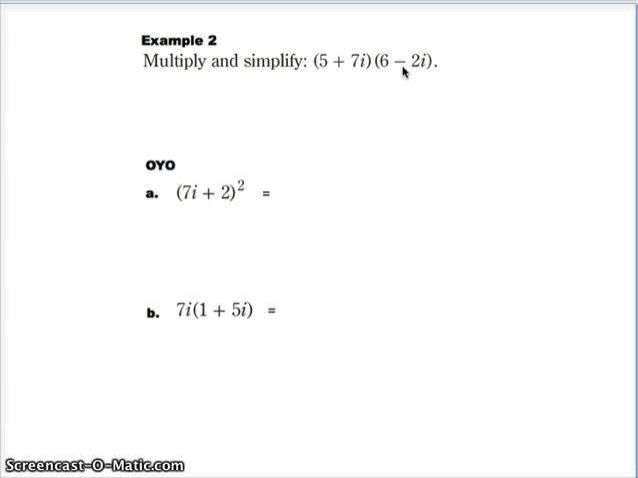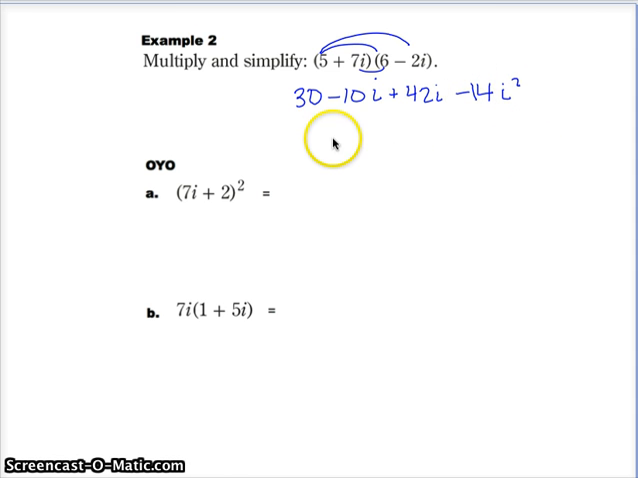Now, multiply and simplify. Again, we are going to FOIL. We'll see when I multiply my first two terms together, I get 30. I multiply my outside terms and I get -10i. My inside terms become 42i. And I multiply the last and I get -14i squared. Alright, combining like terms, 30 plus 32i, and again, i squared is negative 1, so this becomes plus 14. So my final answer is 44 plus 32i.